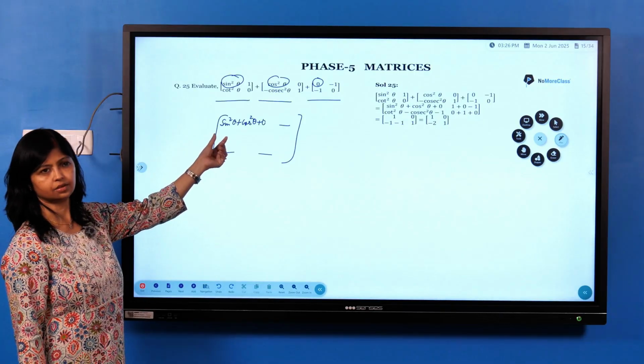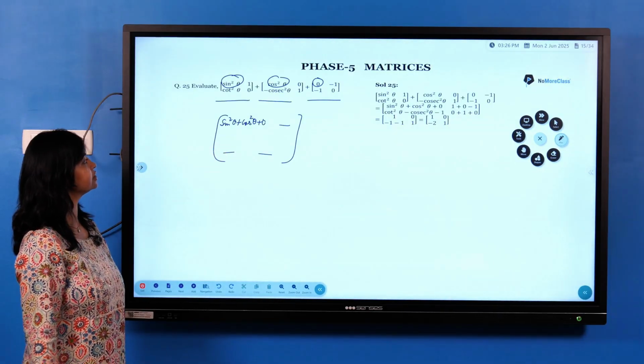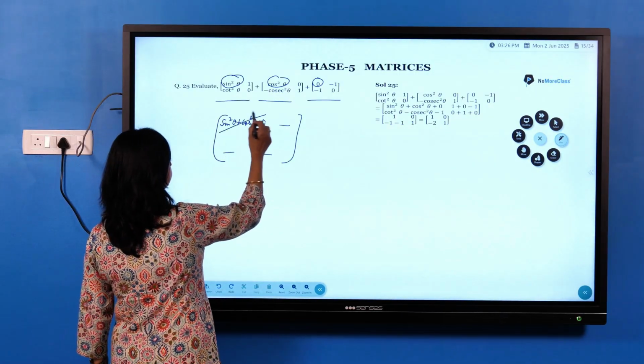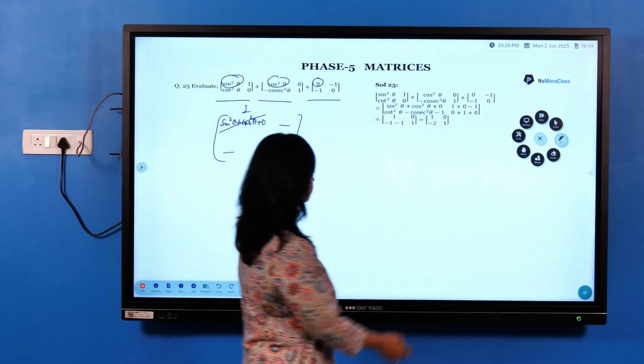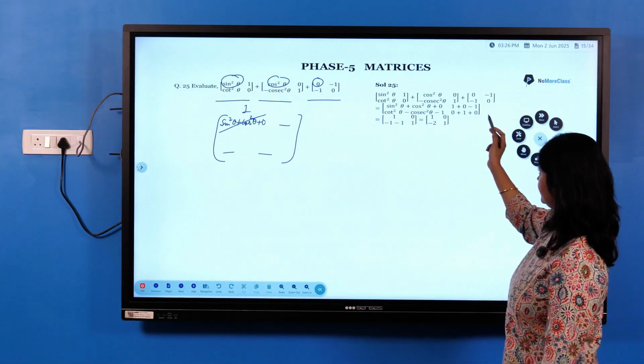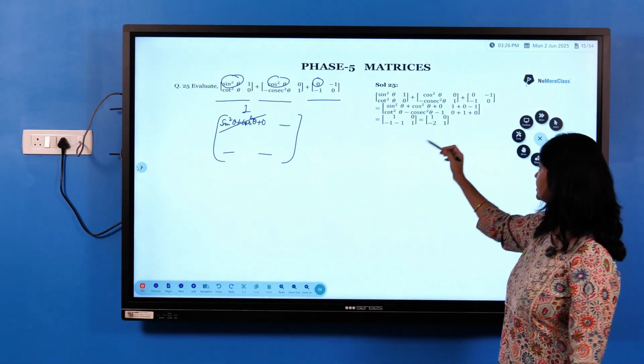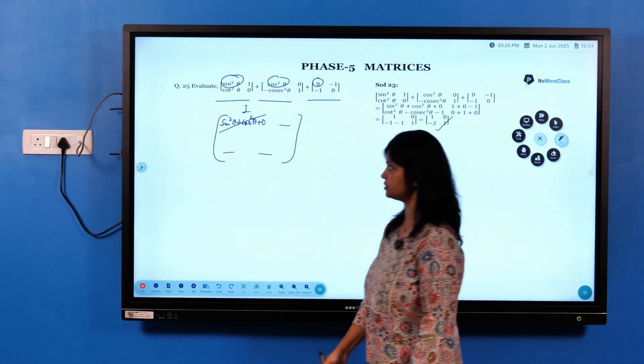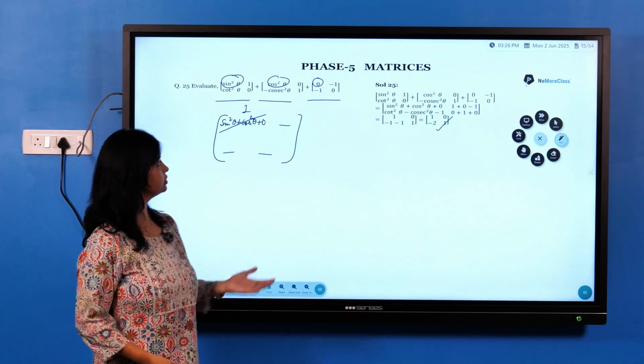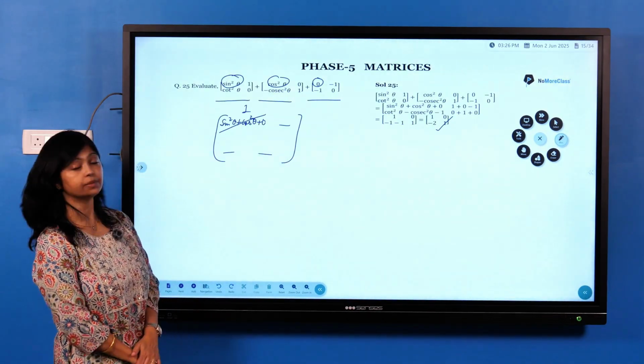We know sine square theta plus cos square theta for any value of theta is 1. So the first element is nothing but 1. That's what is shown to you here as well. So you just add the corresponding elements, apply the necessary identity, and you'll get the final result. So this is just about adding the three matrices.